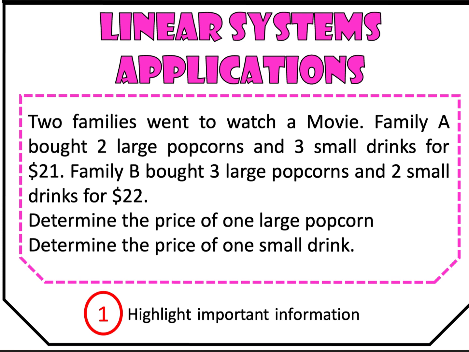First, we need to highlight all important information. We have two different families. Family A, who bought 2 large popcorns, 3 small drinks. And then family B bought 3 large popcorns and 2 small drinks. And we need to know the price of each too. A spent $21 and B spent $22. We want to know the price of a large popcorn, but we also want to know the price of a small drink.